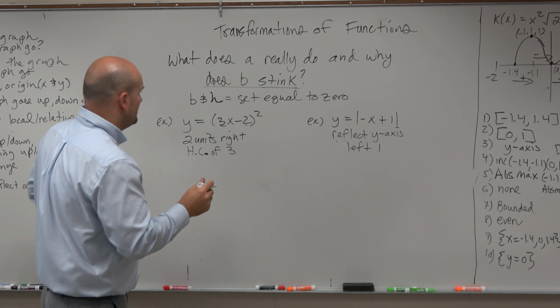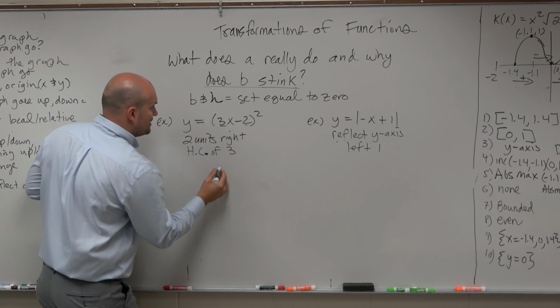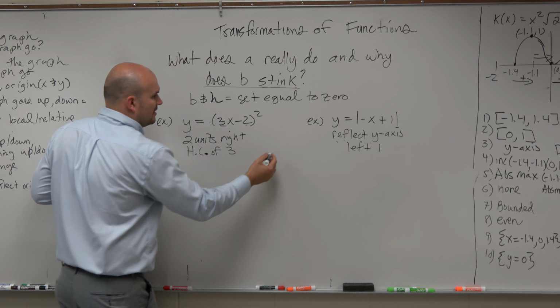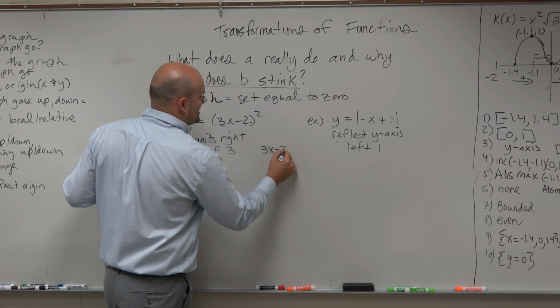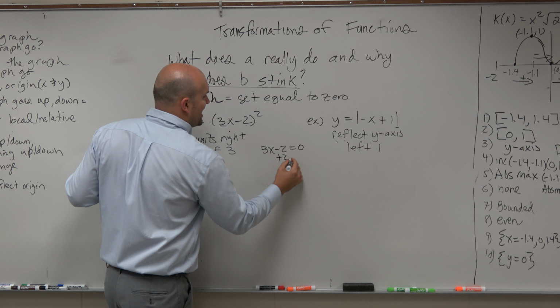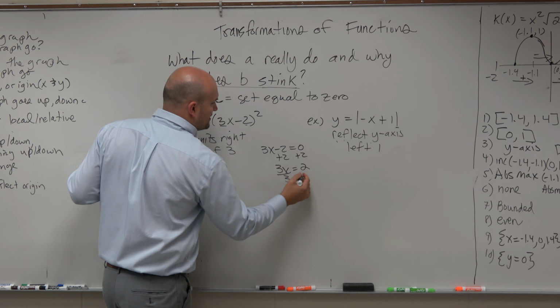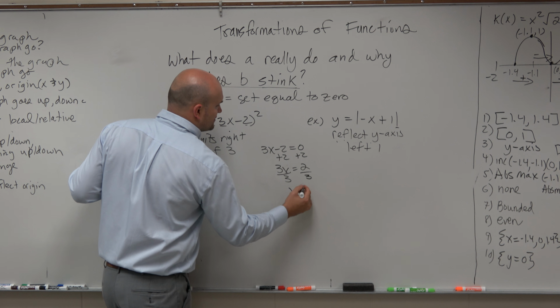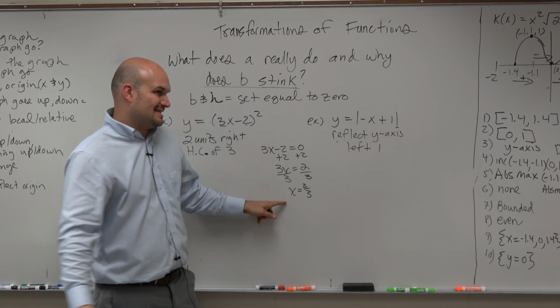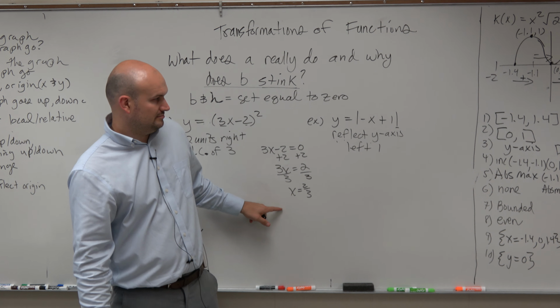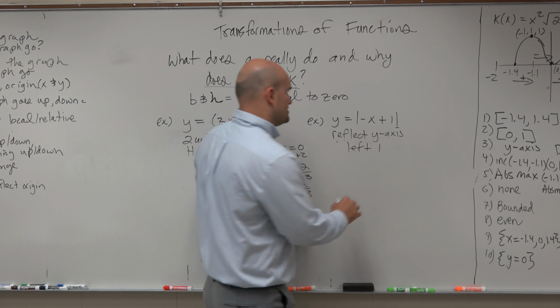Now watch me. What happens when I set this equal to 0? When I set the B and H equal to 0, what I'll have is 3x minus 2 equals 0. Add 2, add 2. 3x equals 2. Divide by 3, divide by 3. x equals 2/3. That is actually my transformation. I'll explain in just a second.